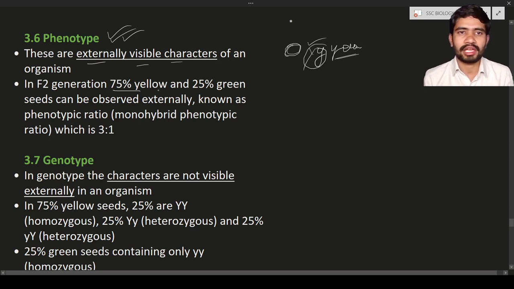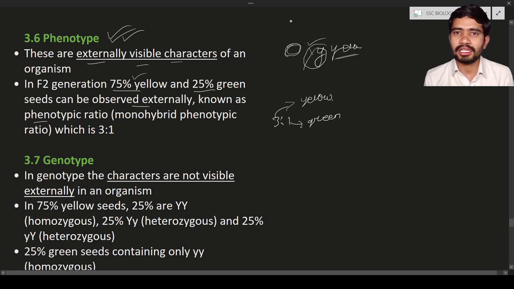In the monohybrid cross we have seen that in the F2 generation, by self pollination of the F1 generation, you will get 75% yellow and 25% green seeds, and you can observe the external characters of those seeds. This is known as the phenotypic ratio. Phenotypic ratio means how many are yellow colored and how many are green colored. In that we got a 3:1 ratio. What is 3:1? 3 is yellow colored and 1 is green colored.